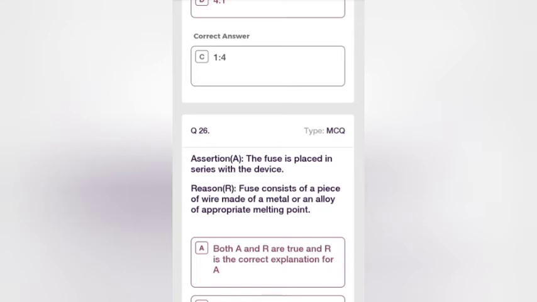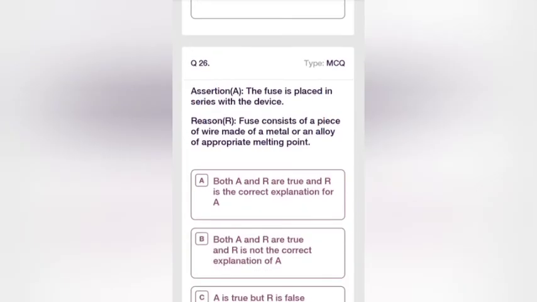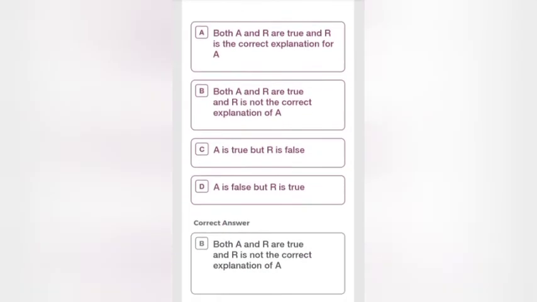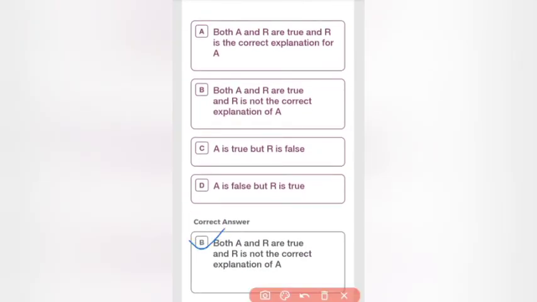The fuse is placed in series with the device. That's right. A fuse consists of a piece of material made up of metal or an alloy of appropriate melting point. That's also right. But why is it connected in series? Have they given the reason? No, it is not the apt reason. So therefore we can say that both A and R are true and R is not the correct explanation of A. So option B is the correct answer.